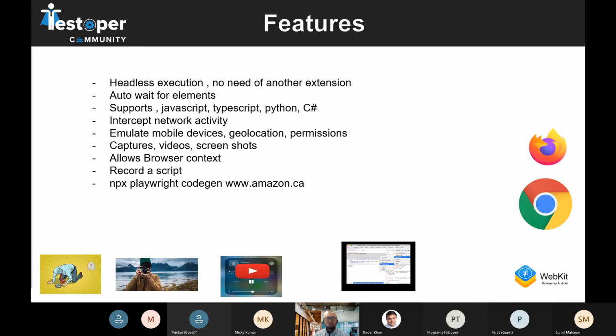What are the key features of Playwright? The key feature of Playwright is headless execution. It does not require an add-on. If you look at other automation tools, for example Selenium, in order to go headless, you need to have an add-on.